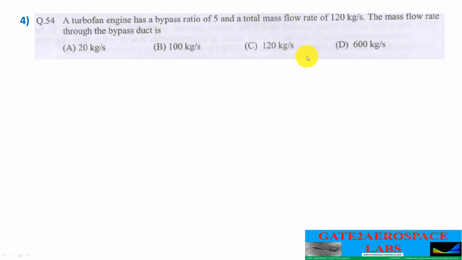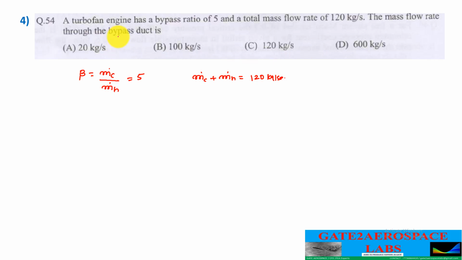Next question is, a turbofan engine has a bypass ratio of 5. Bypass ratio means the ratio of cold stream to the hot stream, that equals 5. The total mass flow rate, that means cold flow and hot mass flow, is equal to 120 kg per second.